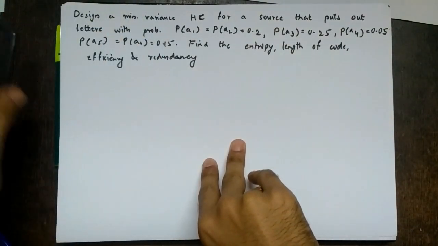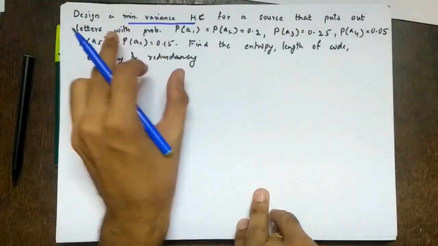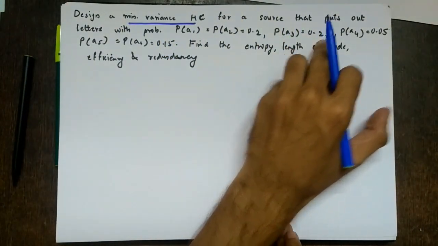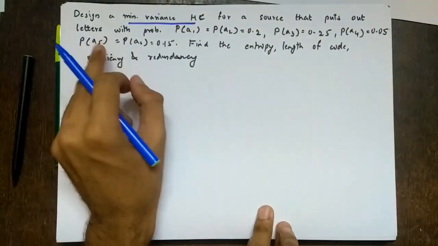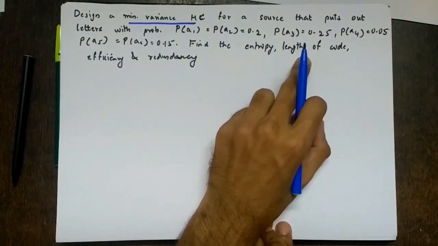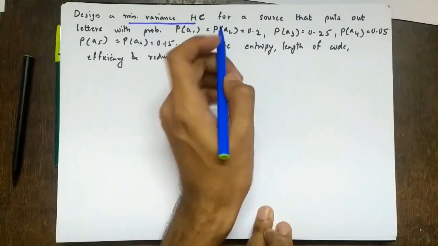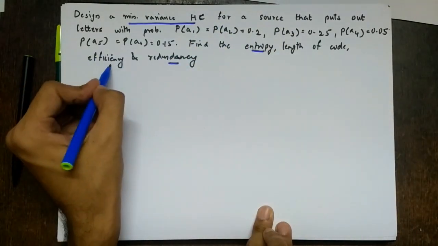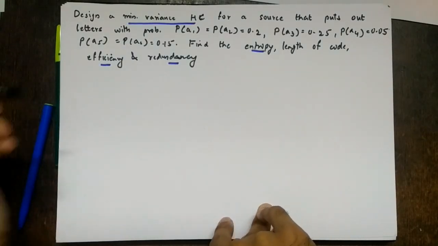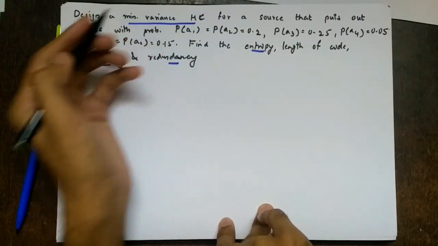Design a minimum variance Huffman code. Remember, it is minimum variance Huffman code for a source that puts out letters with probabilities P of A1 and A2 equal to 0.2, P of A3 0.25, P of A4 0.05, P of A5 and A6 as 0.15. Then we have to find the entropy, length of code, efficiency and redundancy. We have already touched upon length of code yesterday. The three new parameters introduced are entropy, redundancy and efficiency. So this is the exam numerical. It is asked in the exam. So just for practice, even though it is asked for minimum variance Huffman code, we'll solve using normal Huffman code first.